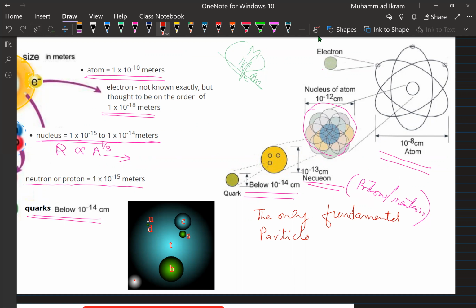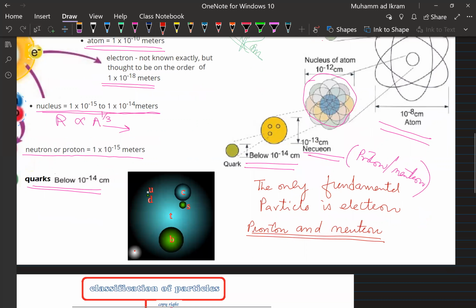Particle is electron. In junior classes, your teacher might have told you electron, proton, and neutron, but it is not the case. The only fundamental particle is what? Electron. Why? Because the electron is not made up of any other particle, while the proton and neutron are not the fundamental particles.